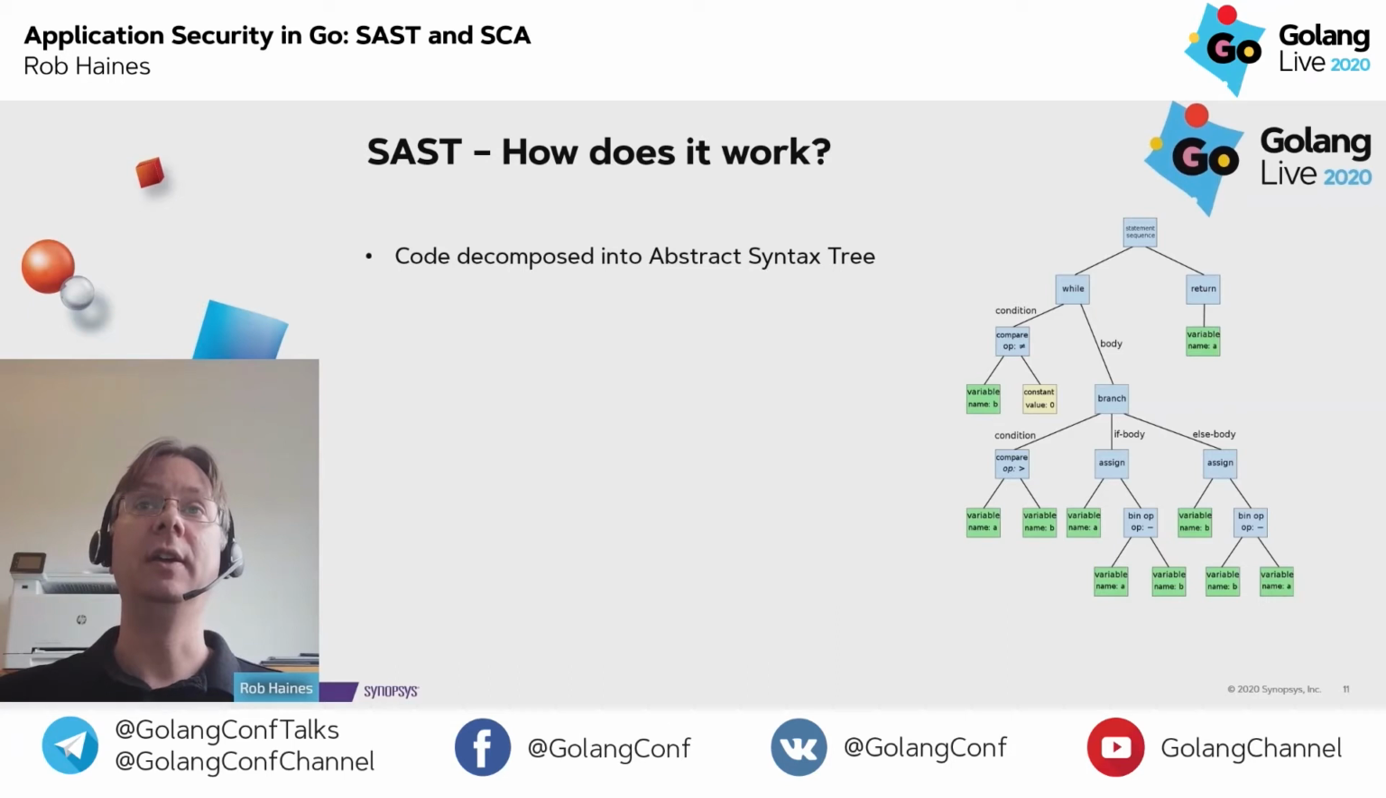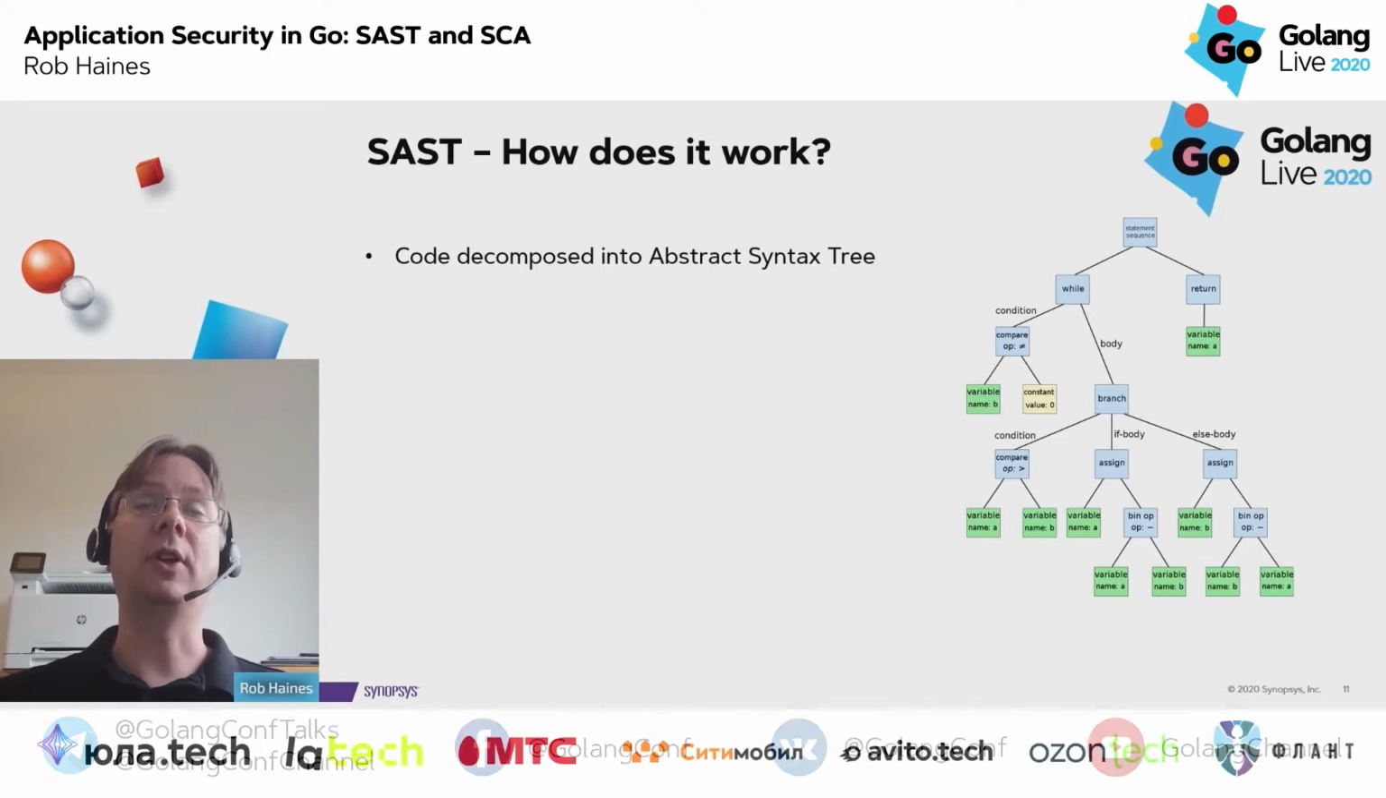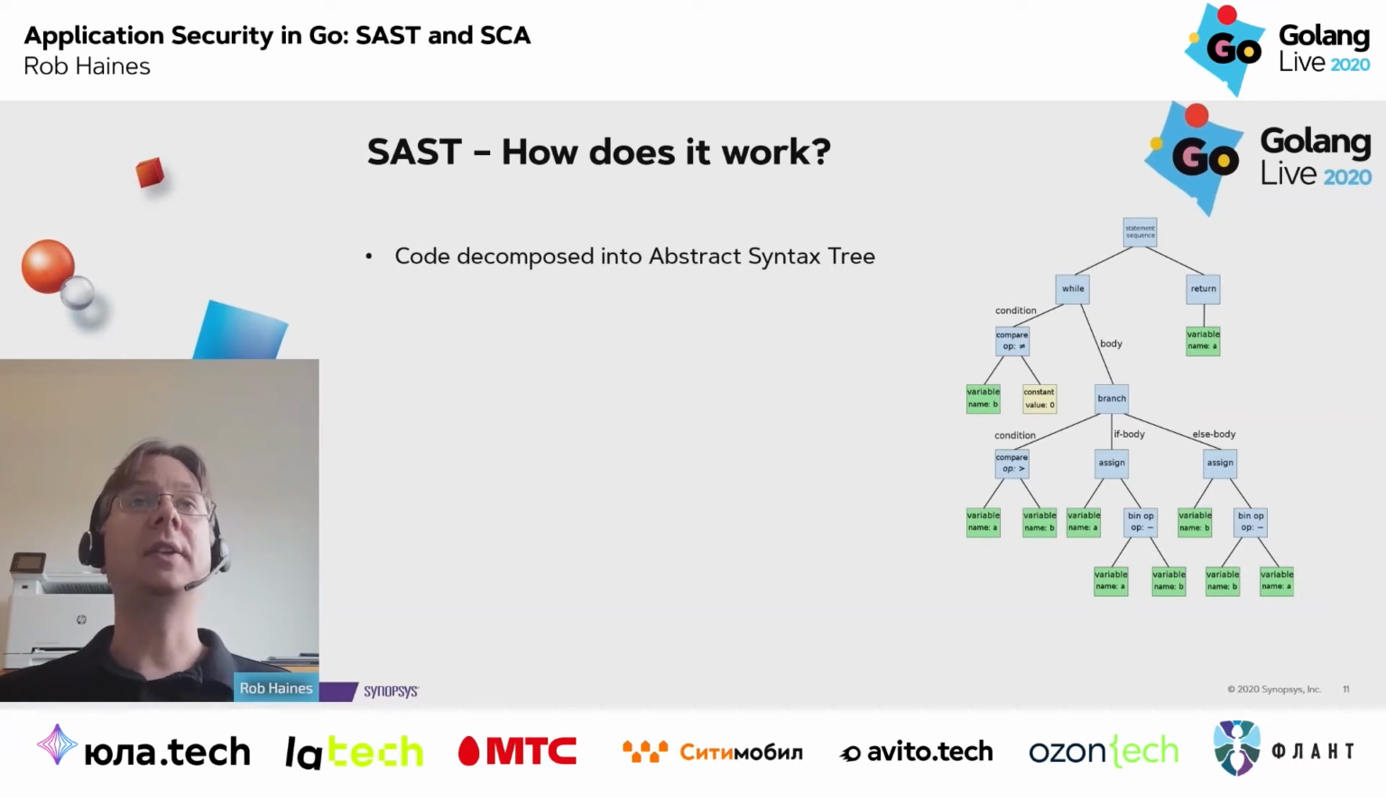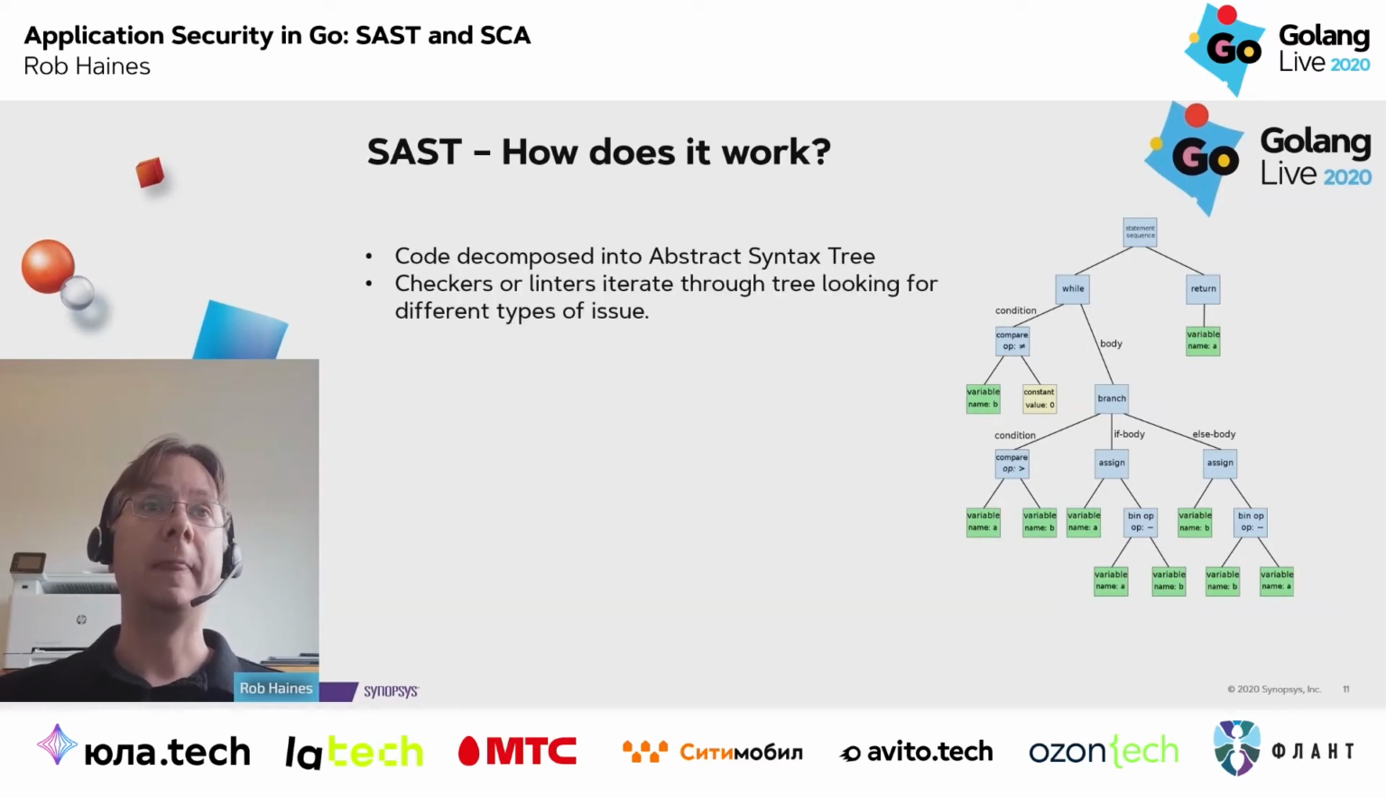So you can see here in this particular function, we have a while statement and a return statement. And then within the while statement, we have a comparison. And then inside that while, we'll have a branch. And you can see here how the code is decomposed into this tree. Static analysis works by iterating through this tree and finding issues as it goes.